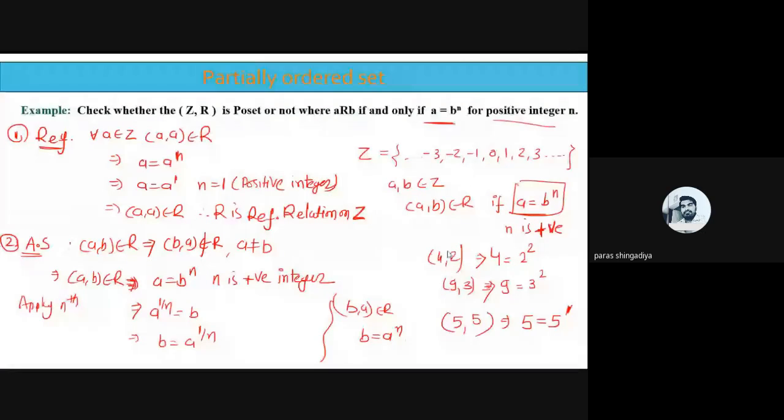And now consider any value from z. Let us take 3. 3 is a positive integer. So can we say 1 upon 3 also belongs to z? Is it true? No, it is not true.